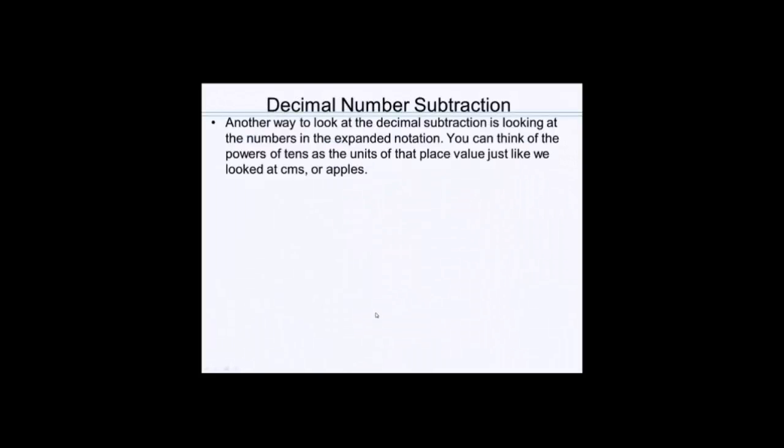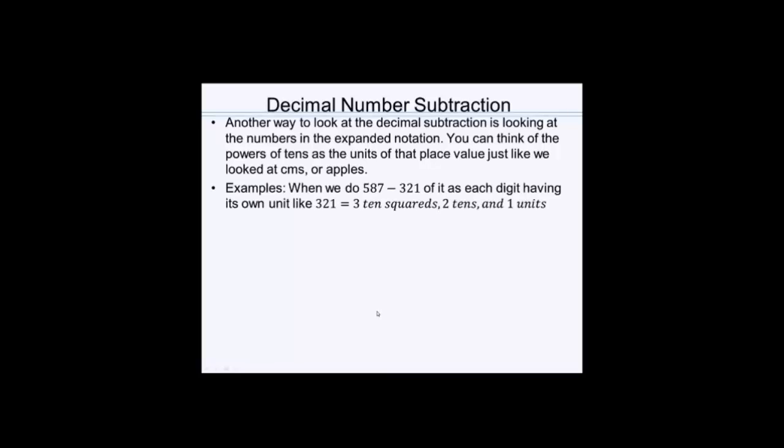So another way to look at decimal subtraction is to look at the number in expanded form. So let's take our number 587 minus 321 and write it in expanded form, and you will see that each unit, 5, 8, and 7, belongs in its appropriate place value, and then we can do subtraction in the following way.